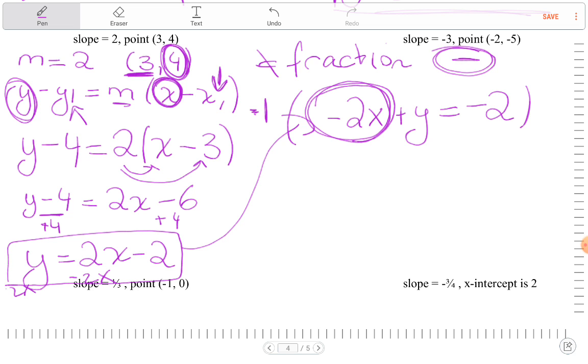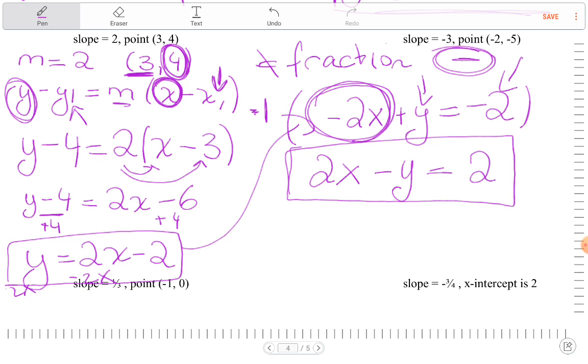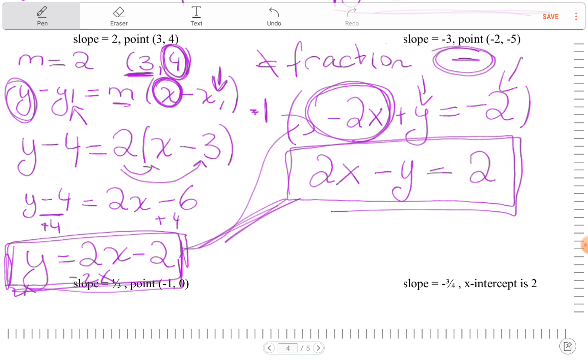So negative 2x times negative 1 is positive 2x. And now my y times negative 1 is minus y. And this negative 2 times negative 1 is a positive 2. Here is my line in standard form. So remember, this here was your slope-intercept form, and this is now your standard form. x and y on the same side, and x is a positive whole number. This would be your first problem.